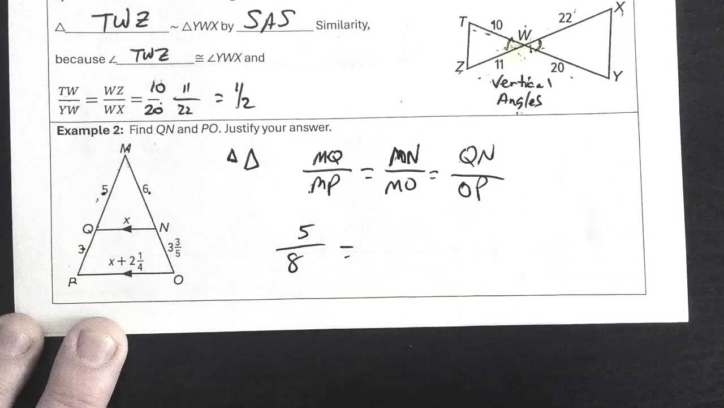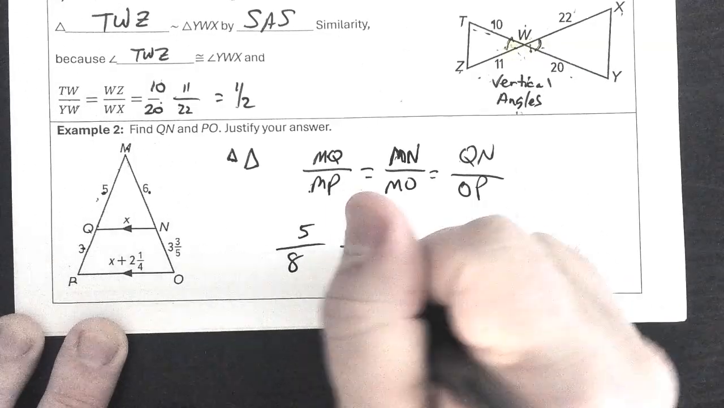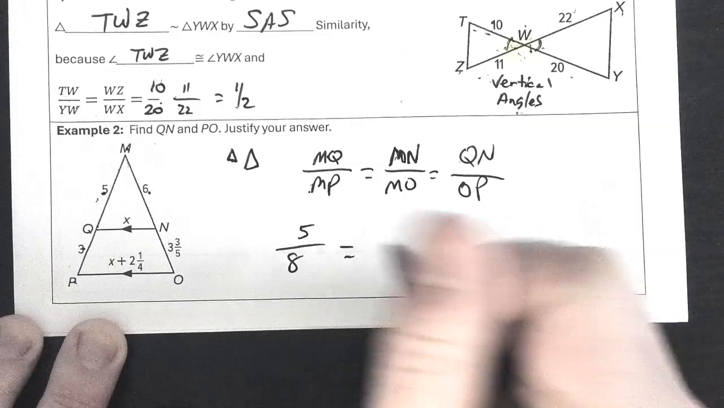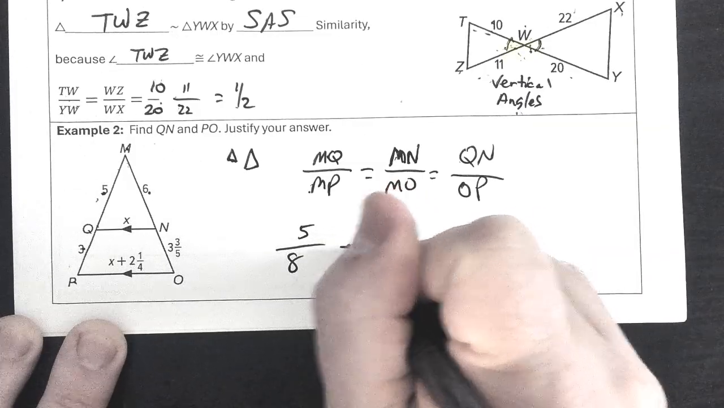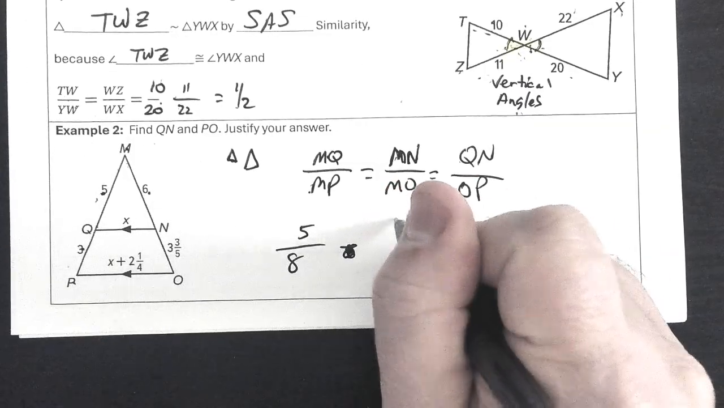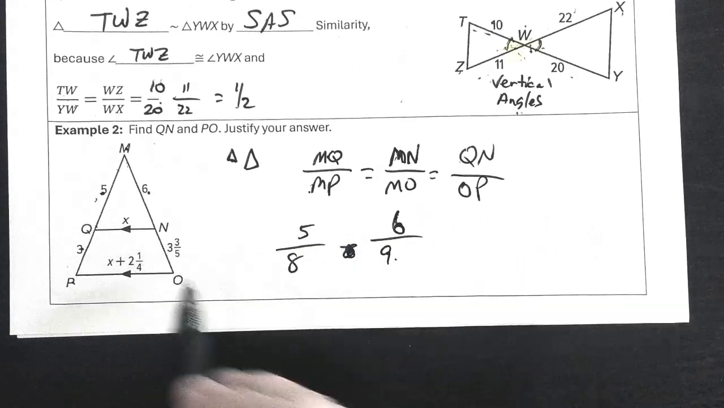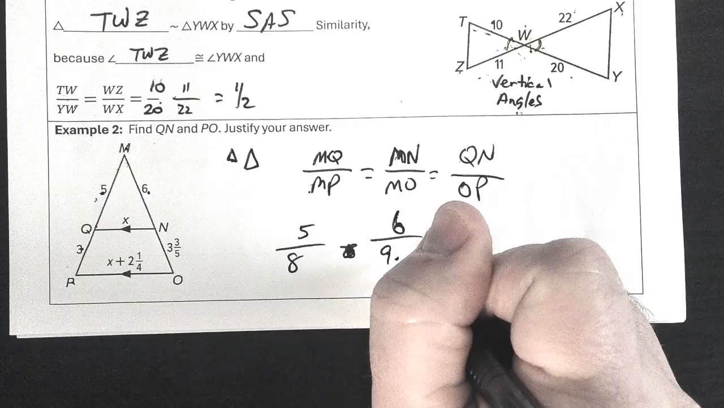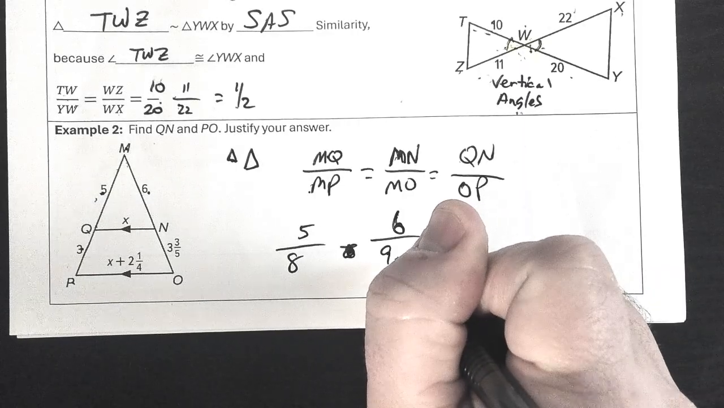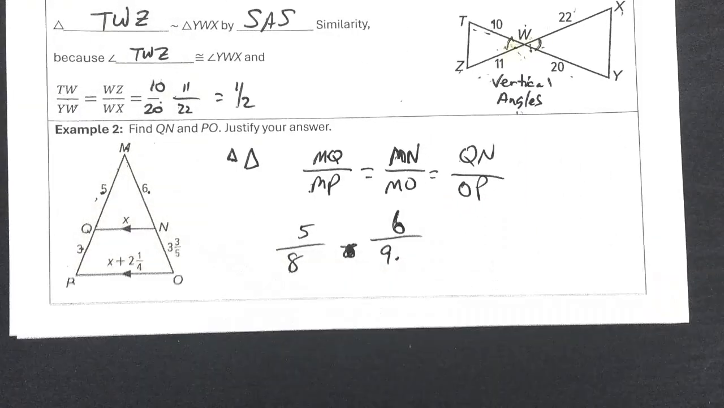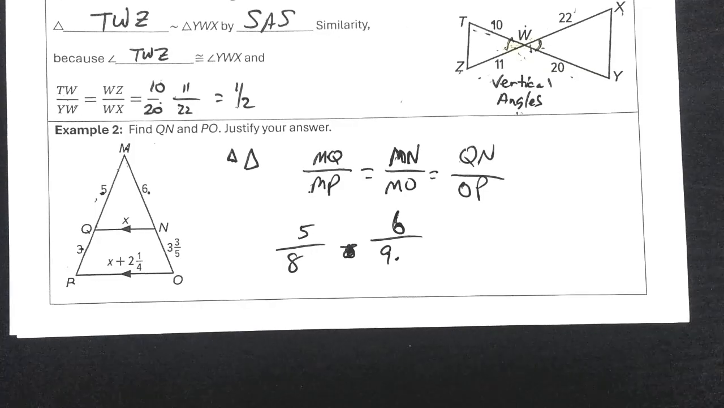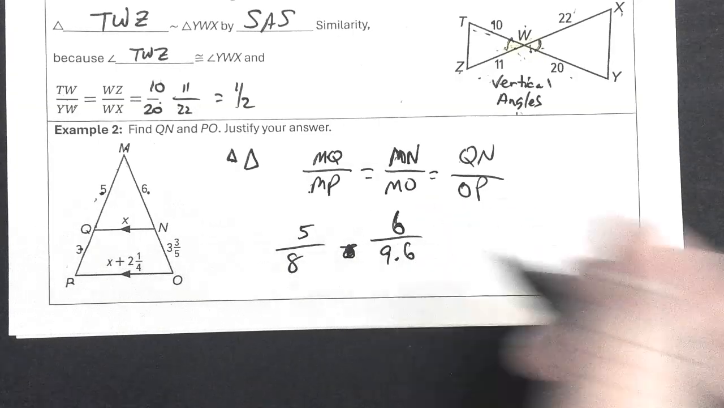Over here, 6. And I think there was an issue with this problem, but maybe not. Actually, we don't do this. We're just doing the different proportions. So 6, and then this would be 9. And 3/5 is the same as 0.6. It's 9.6.